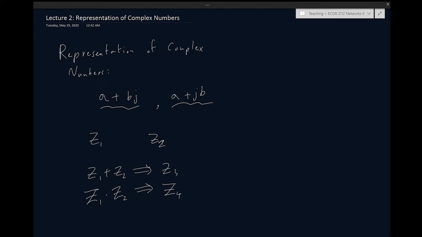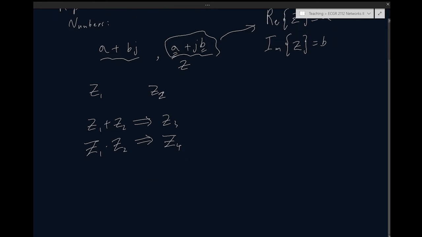Then the nomenclature for the components of the complex number is as follows. If you have such a complex number, let's call it z, the real part of z is going to be a, and the imaginary part of z is going to be b. So a is called the real part and b is called the imaginary part.